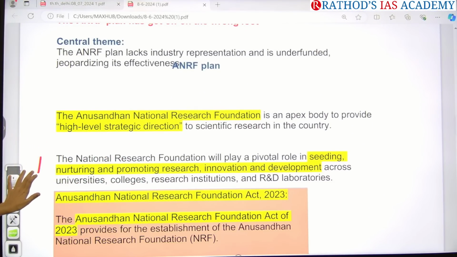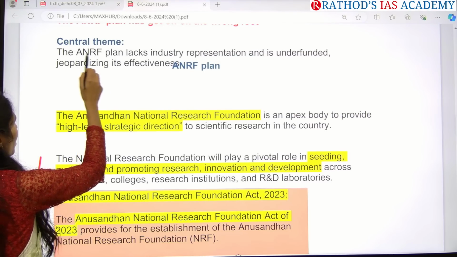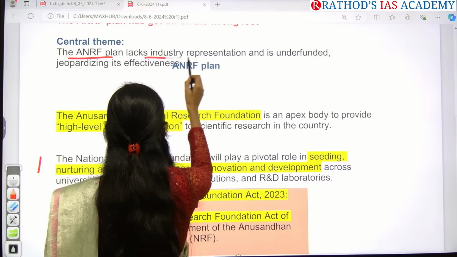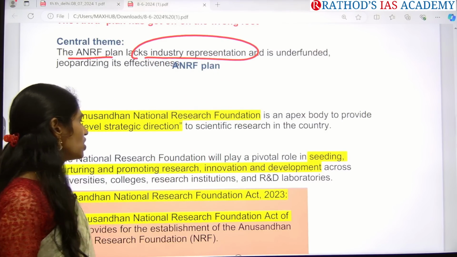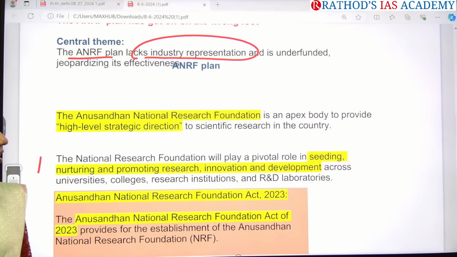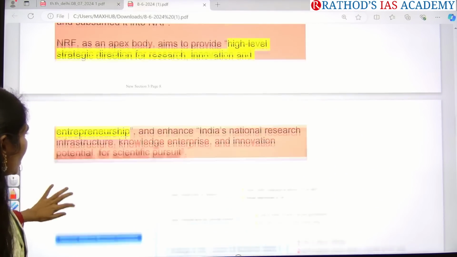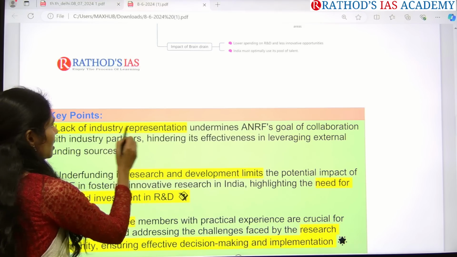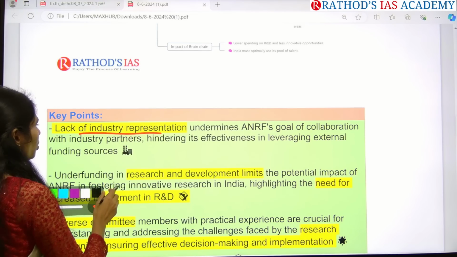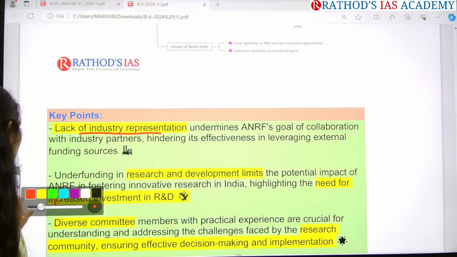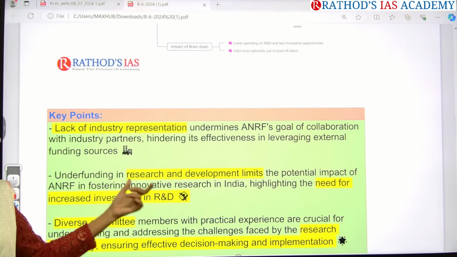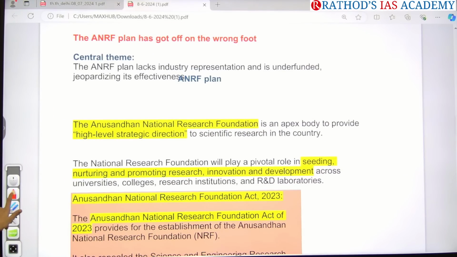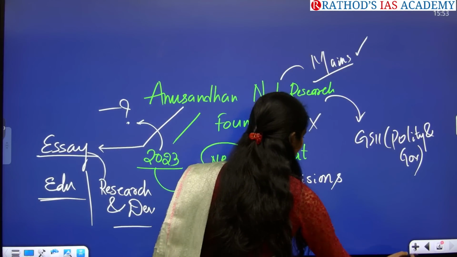So here this article says that whatever this ANRF plan we have, it is lacking industrial representation, okay? Because of that, we are having some issues. So if you see exactly what this article is saying, there is a lack of industrial representation. Because of this, we are not having proper industrial partners, and there is no proper effectiveness in the external funding sources. So first of all, I want to give you a background of this article, okay?